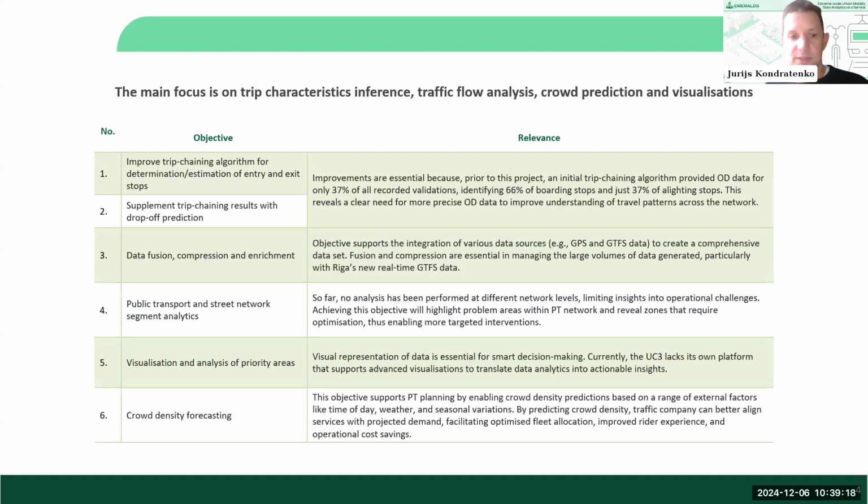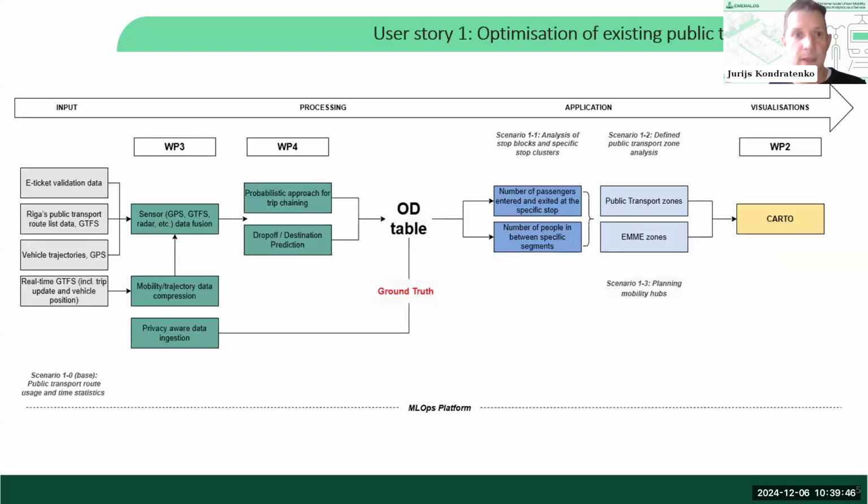And the crowd density forecasting is really being able to forecast in future what would be the busiest times, lines, segments, stops, etc., so that both the city and the public transport operator can prepare and plan their transport infrastructure and their fleet accordingly.